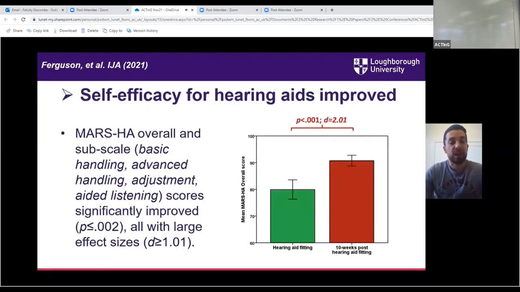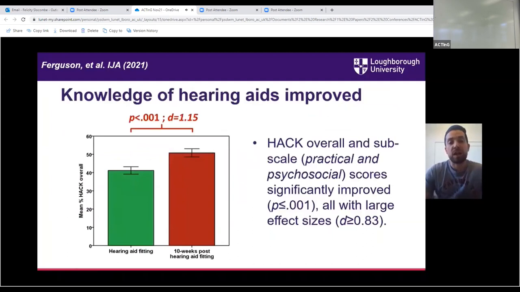In addition to hearing-related quality of life, self-efficacy or confidence for using hearing aids also significantly improved, again, with a very large effect size. And finally, if we look at hearing aid knowledge, handling skills and practical handling skills, again, we can see here that scores significantly improved after use of M2Hear, again, with a very large effect size.